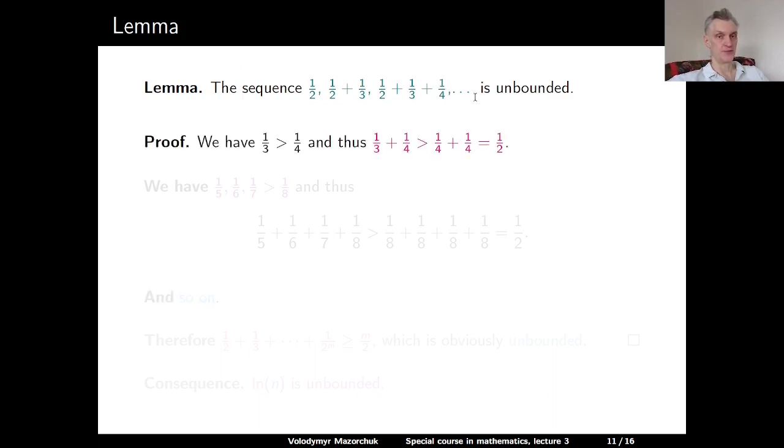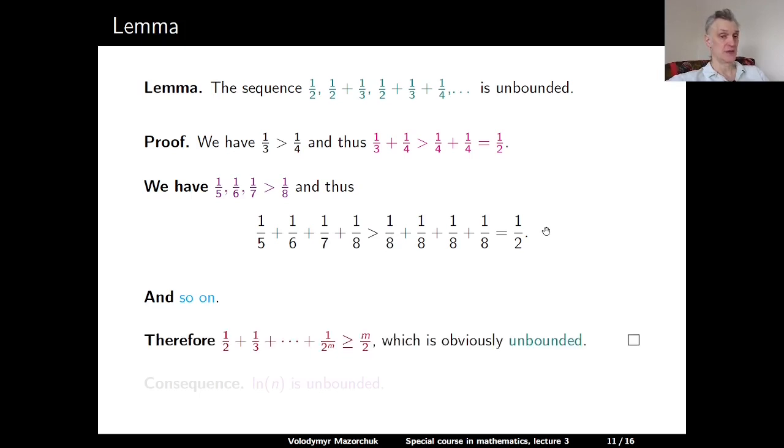Proof. We of course have that 1/3 is greater than 1/4, and so 1/3 plus 1/4 is greater than 1/4 plus 1/4, which is 1/2. Similarly, 1 divided by 5, 1 divided by 6, and 1 divided by 7 are greater than 1 divided by 8, and so the sum 1 divided by 5 plus 1 divided by 6 plus 1 divided by 7 plus 1 divided by 8 is greater than 4 times 1 divided by 8, which is 1/2, and so on.